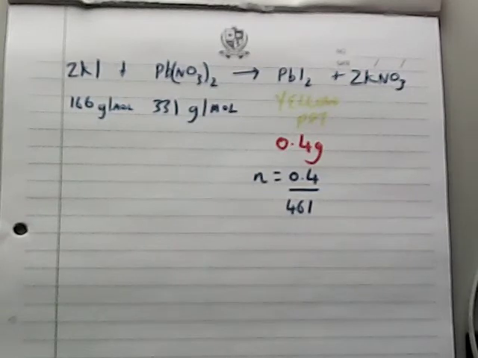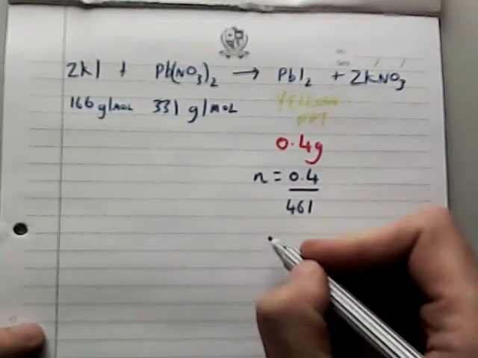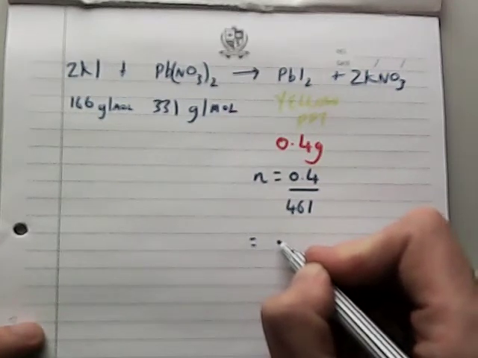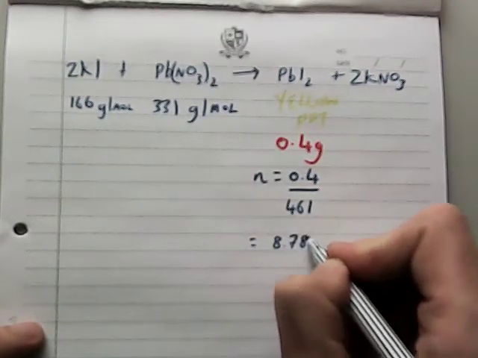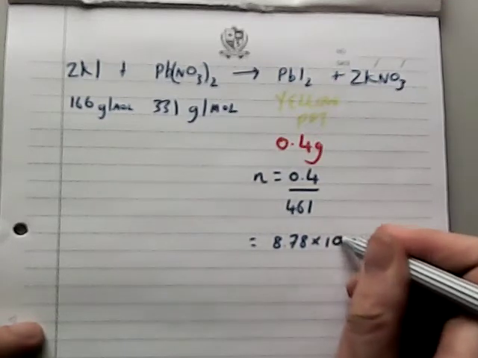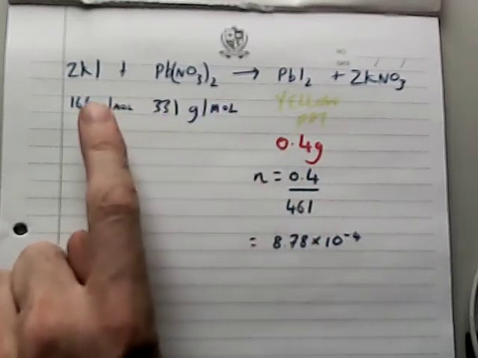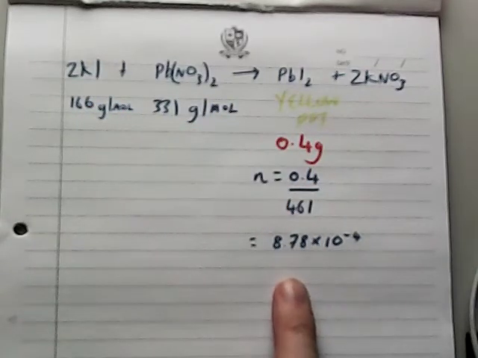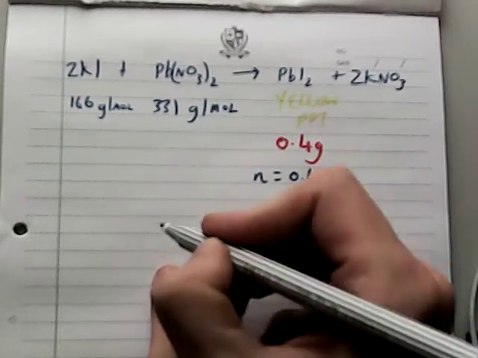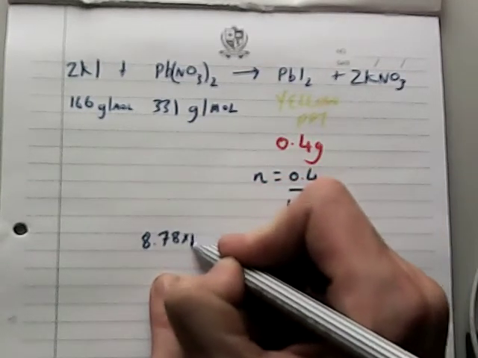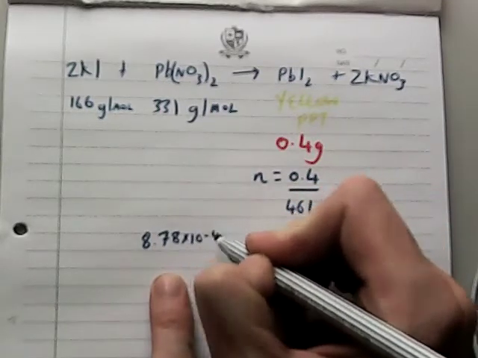So punching that into calculator, 0.4 divided by 461 is going to be a small number. So that is equal to 8.78 times 10 to the minus 4. It's a very small number. Now, looking at the stoichiometry in this reaction, it will be the same for lead nitrate, number of moles, 8.78 times 10 to the minus 4.